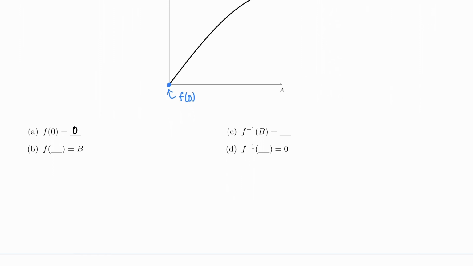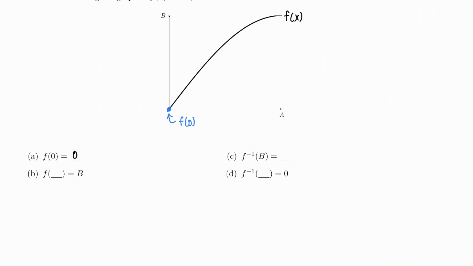We can also find f of a, right? I know how to do that, hopefully. I'm going to go to x equals a to find f of a. I'm going to touch it with the graph, and I get b. So f of a is equal to b. This means that f inverse of b needs to be equal to a, and that f inverse of 0 needs to be equal to 0.